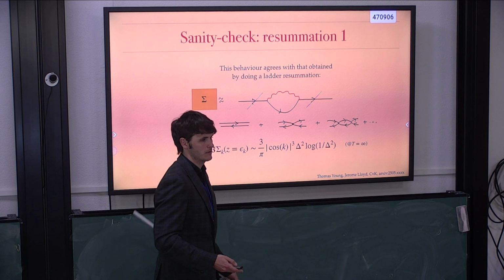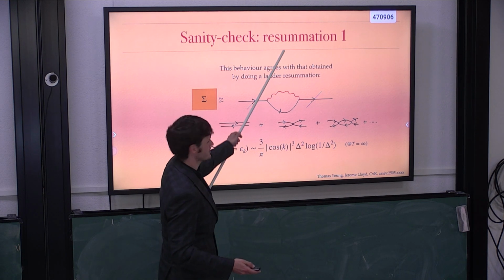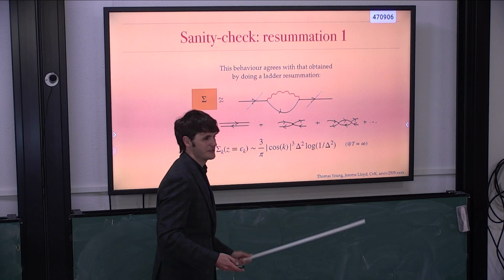When you say you tried different diagrammatic things, what did you do? You did the ladder summation, and what did you do on top of that? Well, that's diagrammatic resummation number 1. Okay, I'll get to diagrammatic resummation 2 on the next slide.